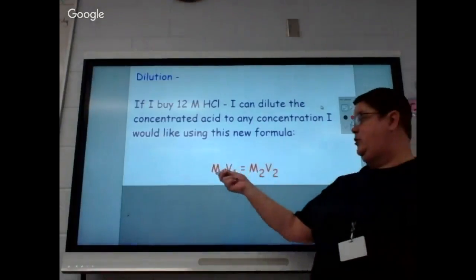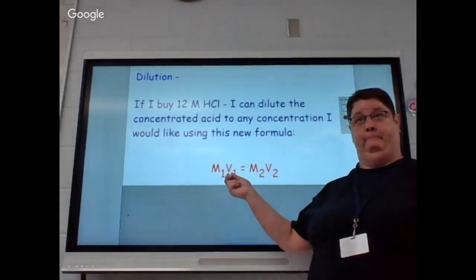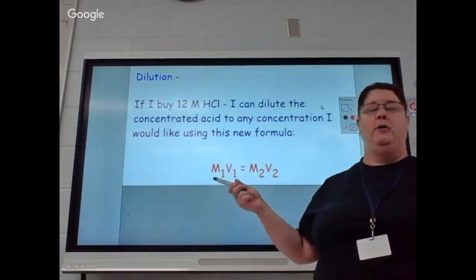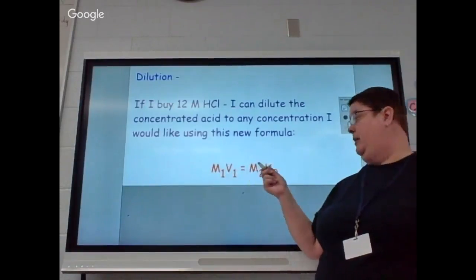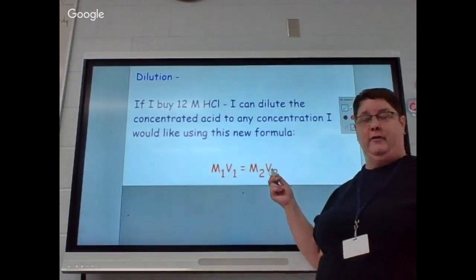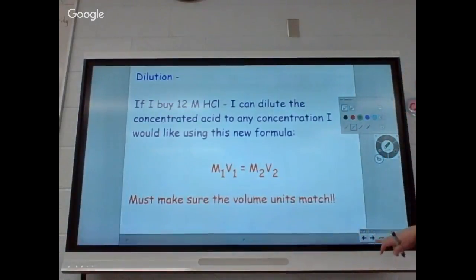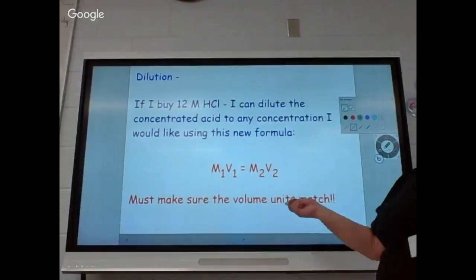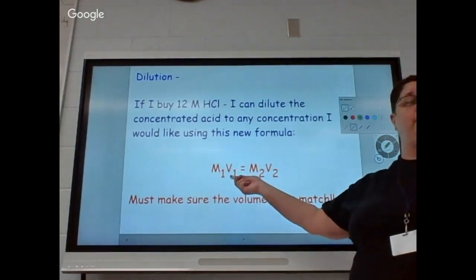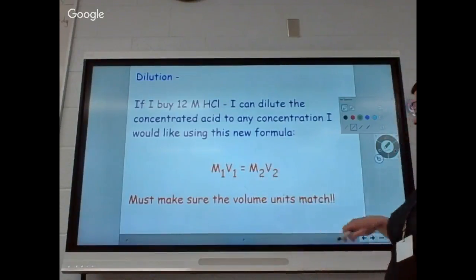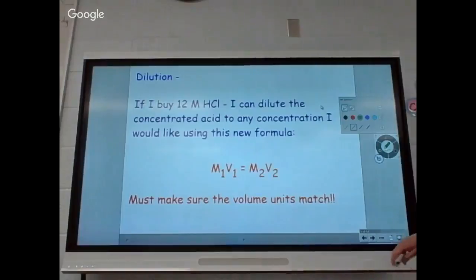So what do you know about these two things? Yes, they're a pair. So if you have this molarity, it has to stay with what? That volume. And this molarity has to stay with that volume. Okay? So, again, the units have to do what? Match. Does this volume have to be a particular volume? No. It can be in milliliters, it can be in liters. It doesn't matter as long as they match. Everybody good with that? All right.